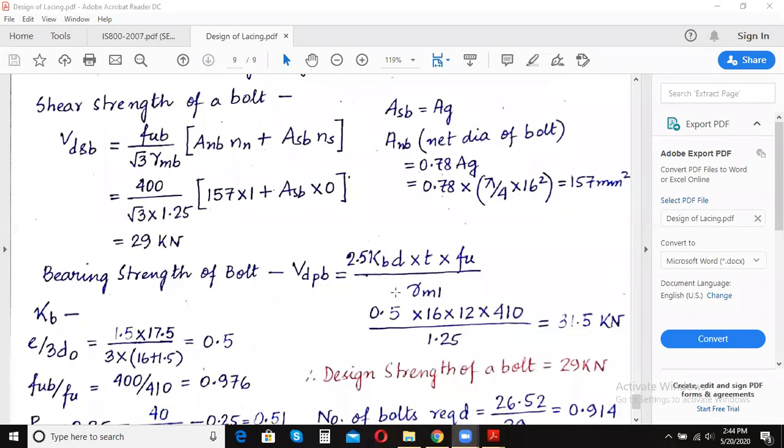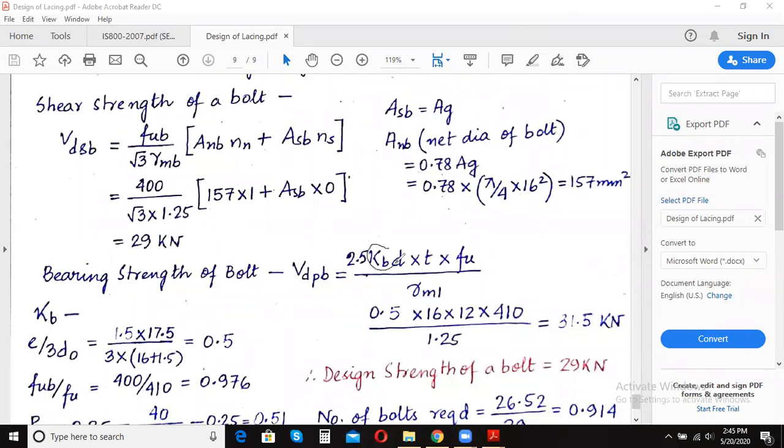VDPB is equal to 2.5 into KB into D into T into FU by gamma M1. Now what is D? D is the diameter of the bolt, and T is the thickness of the lacing plate. FU is 410, gamma M1 is 1.25. Now the thing which you have to calculate is the factor KB.